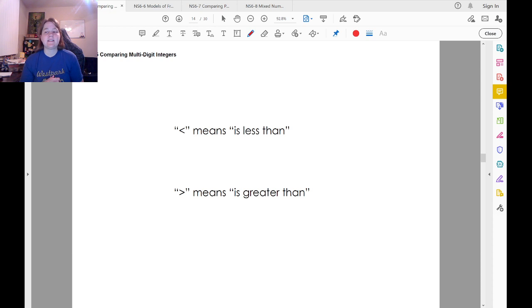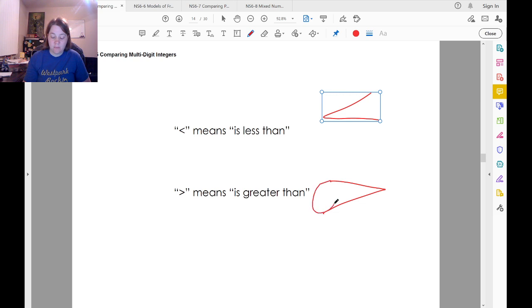We have the less than and greater than signs. I've talked about these before. I've talked about a couple different ways to remember. You can remember that with the less than sign and the greater than sign, the bigger number goes on the bigger section. The smaller number goes in the smaller section.